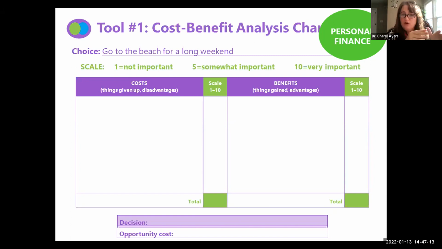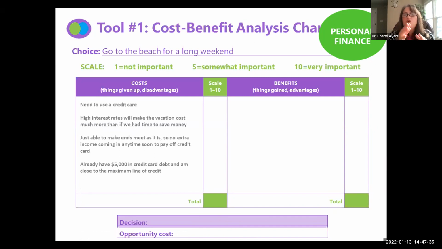Where we get in trouble, of course, not with terrorism, but with family members, is that we impose our own little cost-benefit analysis on a very simple or complex decision and assume that it looks the same. And it doesn't, which is why these numbers are important.